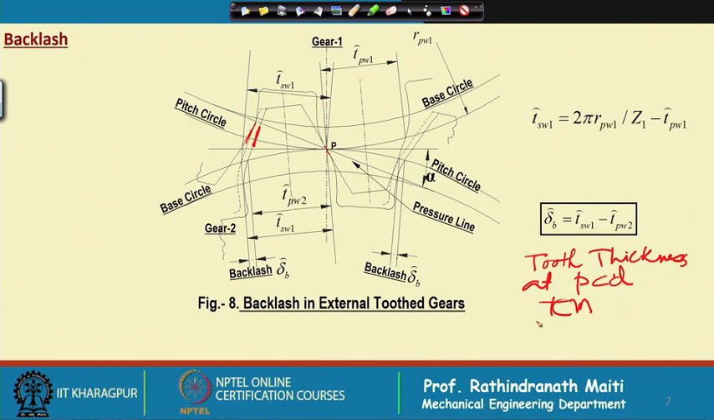pi into m by 2 is the arc tooth thickness, and the actual tooth thickness, say T, we put actual is slightly less than this value, a very small amount, then this backlash will be provided and it is done for all gears.